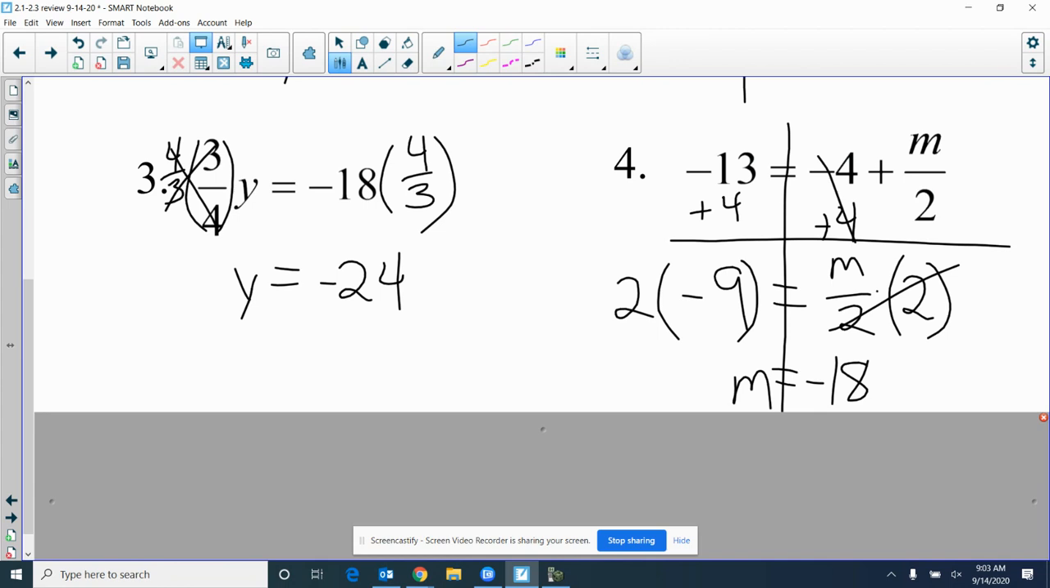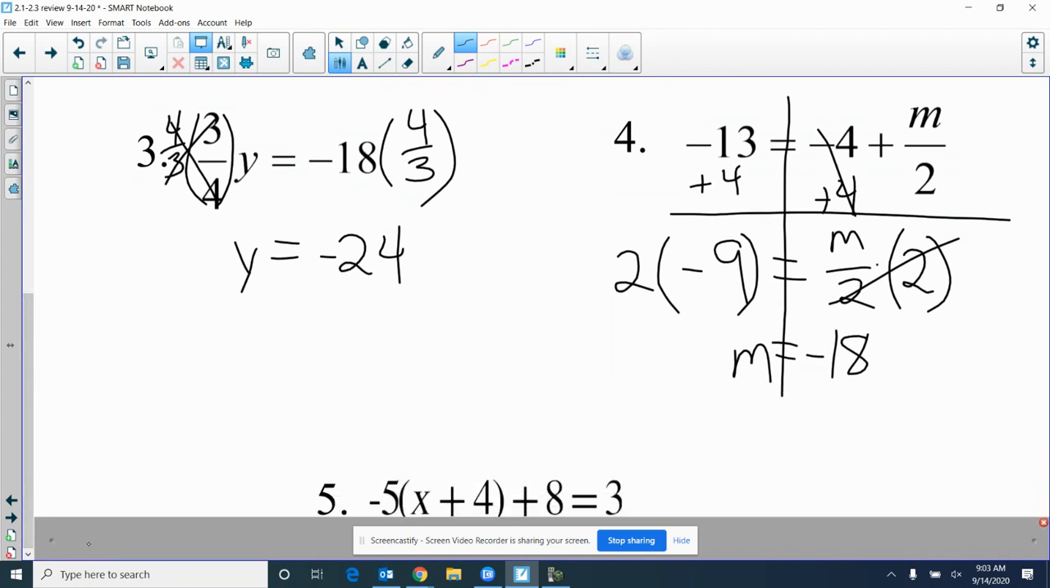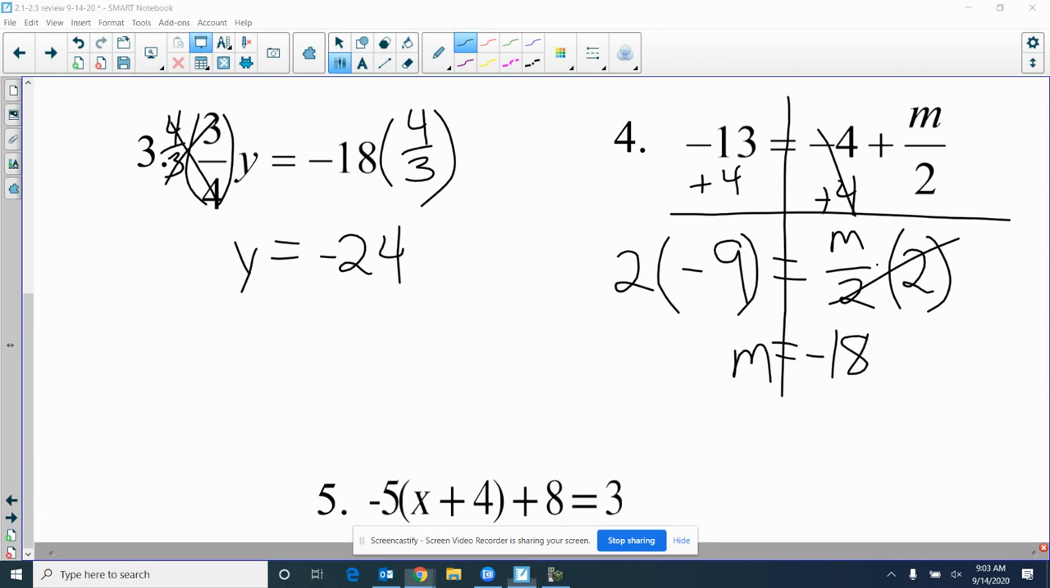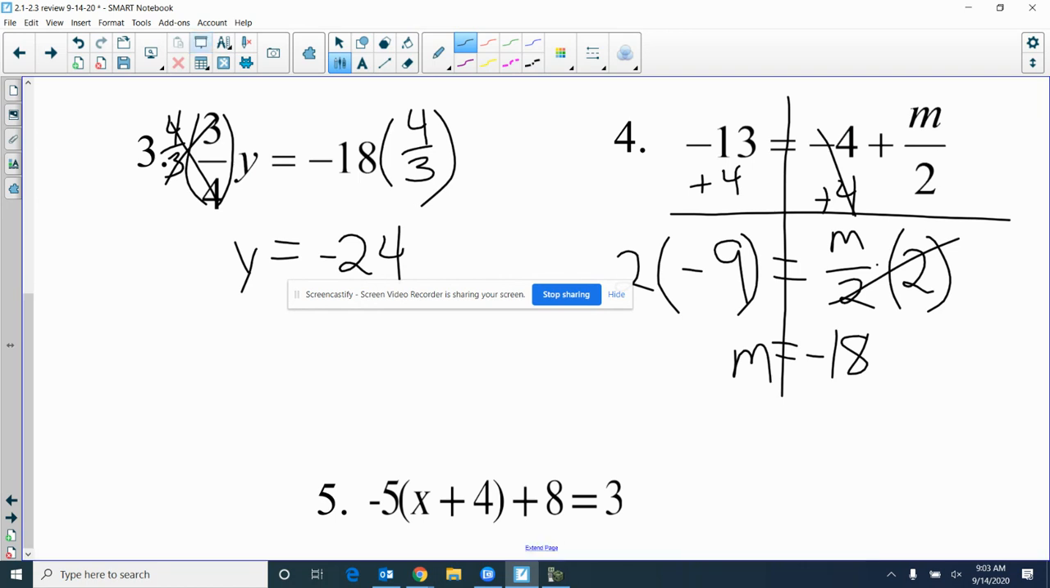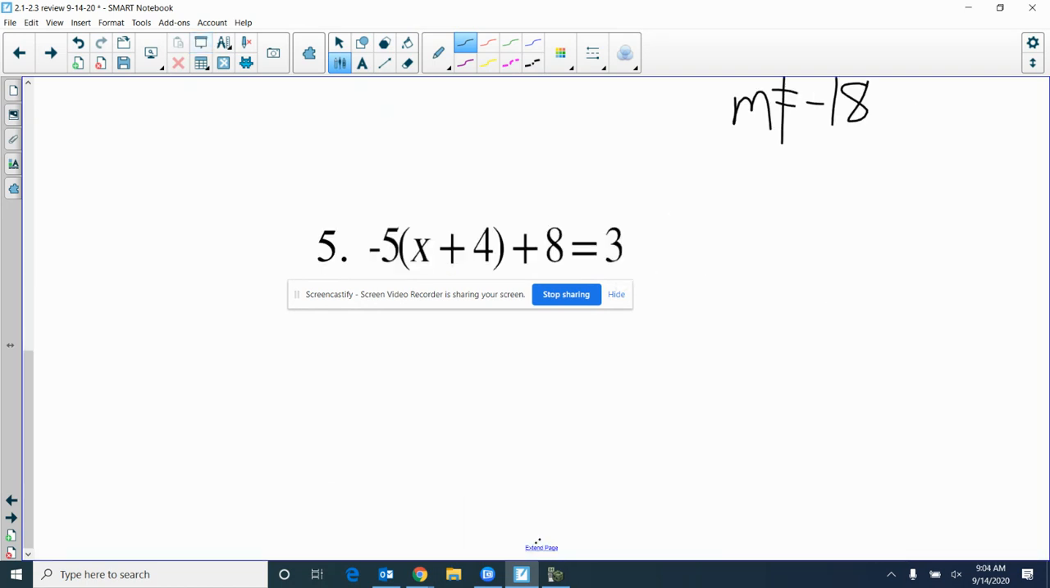All right, and the last one, a multi-step equation here. Okay, so here I have negative 5 times x plus 4, plus 8 equals 3. All right, Connor, go ahead. Okay, so you're going to use the distributive property, and it's going to get negative 5x minus 20 plus 8 equals 3. All right, you sound like a math teacher today, Connor.